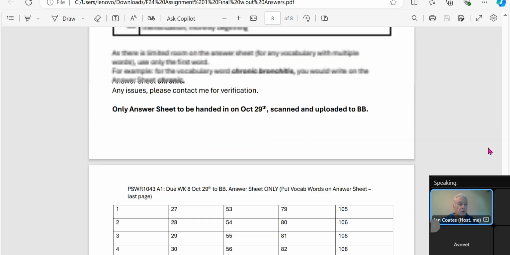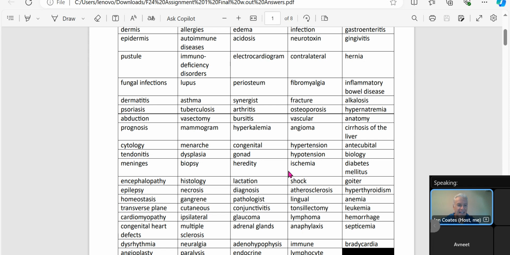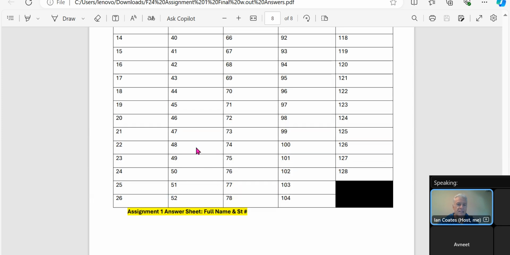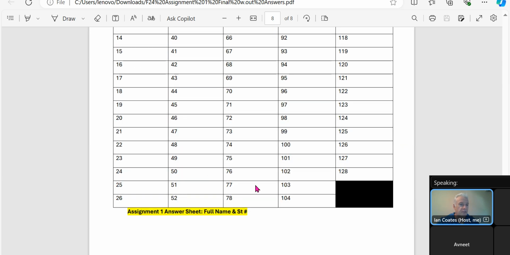You'll see that there are multi-word terms, like diabetes mellitus, cirrhosis of the liver, inflammatory bowel disease. For any of these that have more than one word, like fungal infection, you will only write the first word, fungal. I don't want you to write 5 words in these little spaces. So if a term has 2 or 3 or 4 words in it, you only write the first word. Then I go and mark them, and you get a mark out of 128. Easy peasy.